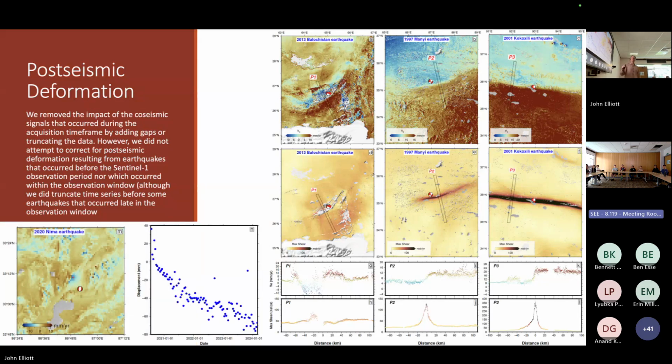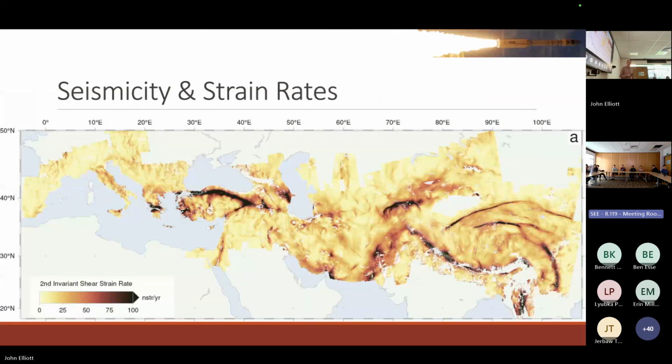It does, for some of these earthquakes, persist for a very long time. And here's an example also of the time series for a relatively small normal faulting earthquake in the Tibetan plateau, where you can see the initial rapid afterslip, probably post-seismic, and then it decays through time. So we've got those time histories as well for those areas. So what we want to understand at the large scale is, how does the seismicity correlate with the strain rates? Do they map one-to-one? So here's our strain rate map.